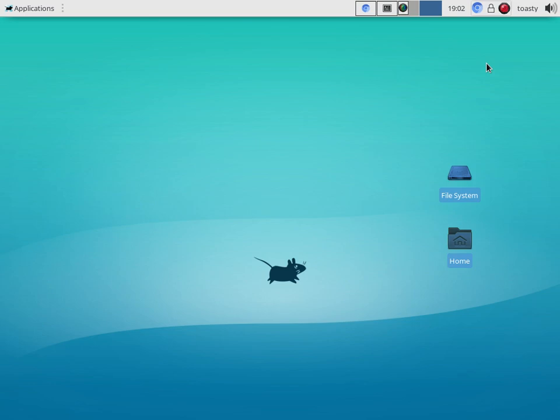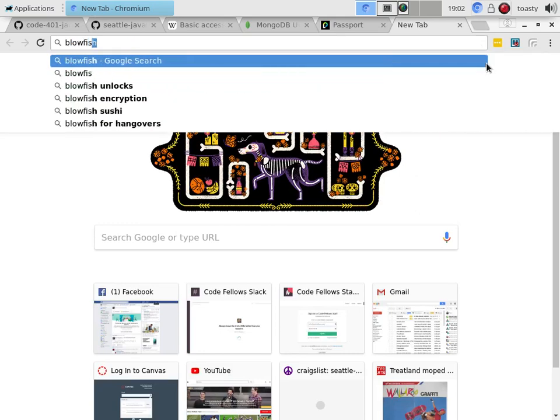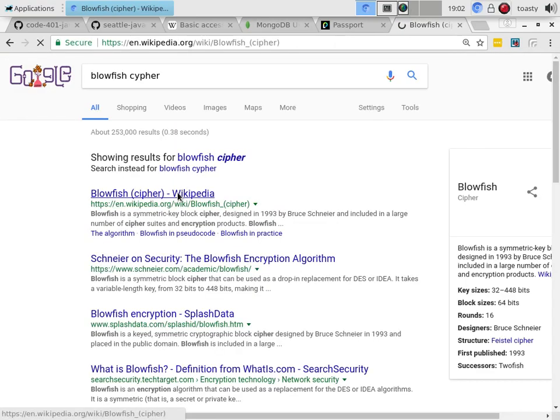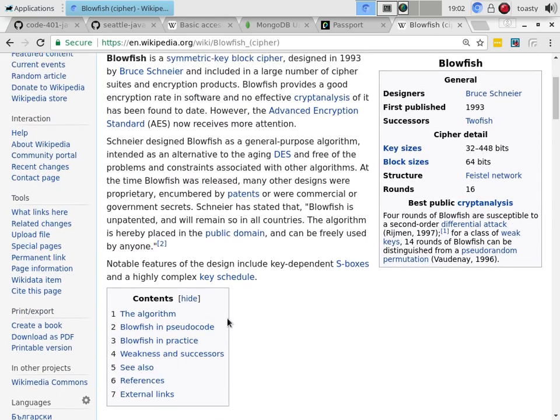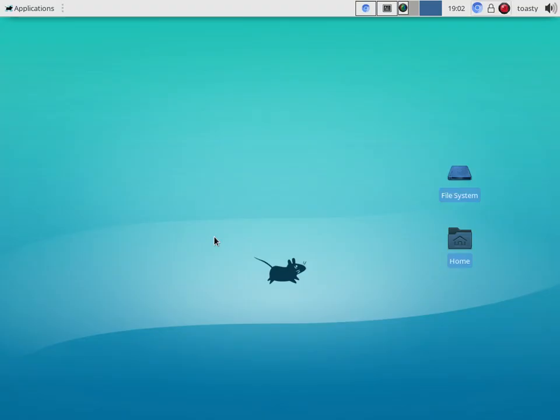So bcrypt uses a blowfish cipher? Yep. And a blowfish cipher, what was that again? It's just an encryption algorithm. I'll put it up on here. It's a symmetric key block cipher designed in 1993 by Bruce Schneier and included in large numbers of cipher suites and encryption products. Blowfish provides a good encryption rate in software, and no effective cryptanalysis of it has been found to date. This is another important piece of software security. What are the things I've already said? Things you never want to do.